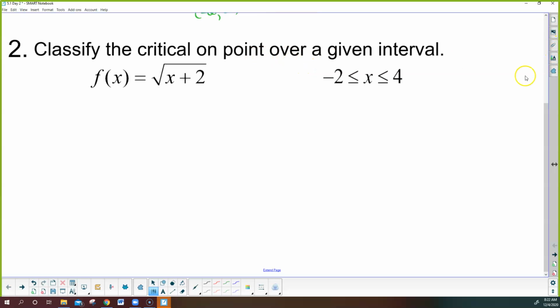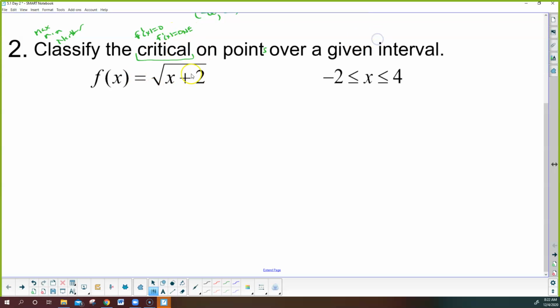All right. And then this one. Classify. So classify means tell me, are they a max, a min, or is it neither? So classify the critical points, and this should be plural, because I believe there might be more than one. Well, what are critical points? Critical points are where the derivative is equal to 0, or the derivative does not exist.